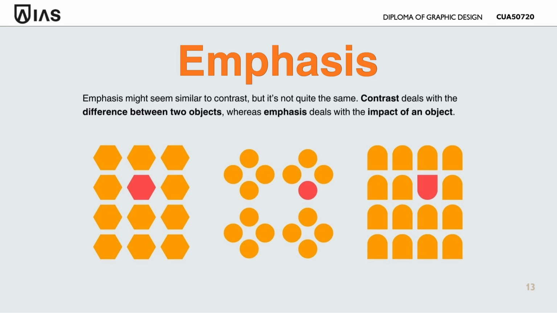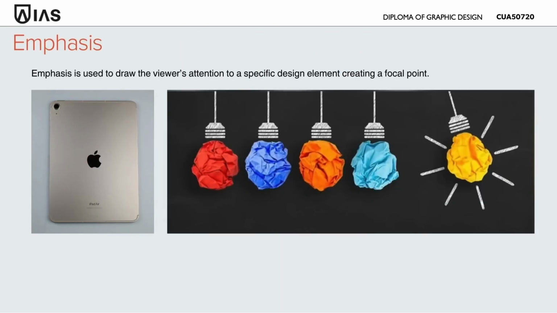Let's have a look at some other examples. Here, the emphasis is created on the left-hand side by the negative space surrounding the apple icon. On the right-hand side, you can see the light bulbs are all similar, but emphasis has been created by placing one at a slight angle and adding some additional line work. This draws our eye to that particular object, creating a specific focal point in the layout.